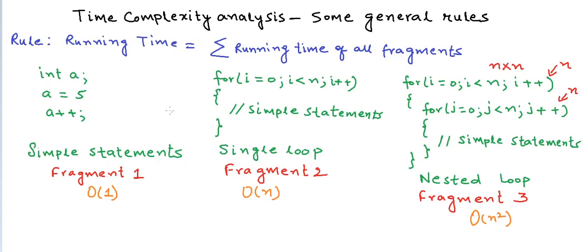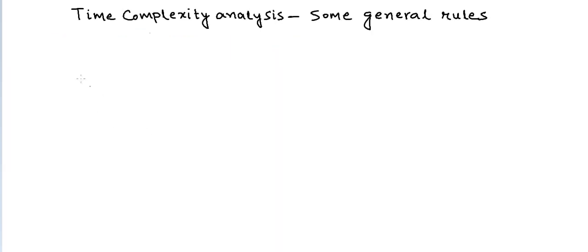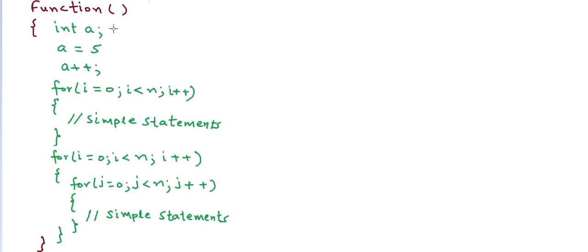Similarly, if there were 3 nested loops, then the complexity would have been big O of n cube. Now let's assume we have a program like this. We have a fragment which is just a bunch of simple statements, a fragment which is a single loop, and a fragment which is a nested double loop, picked up from our previous slide. The running time of the first fragment, as we saw, was O of 1, this is big O of n, and this is big O of n square.